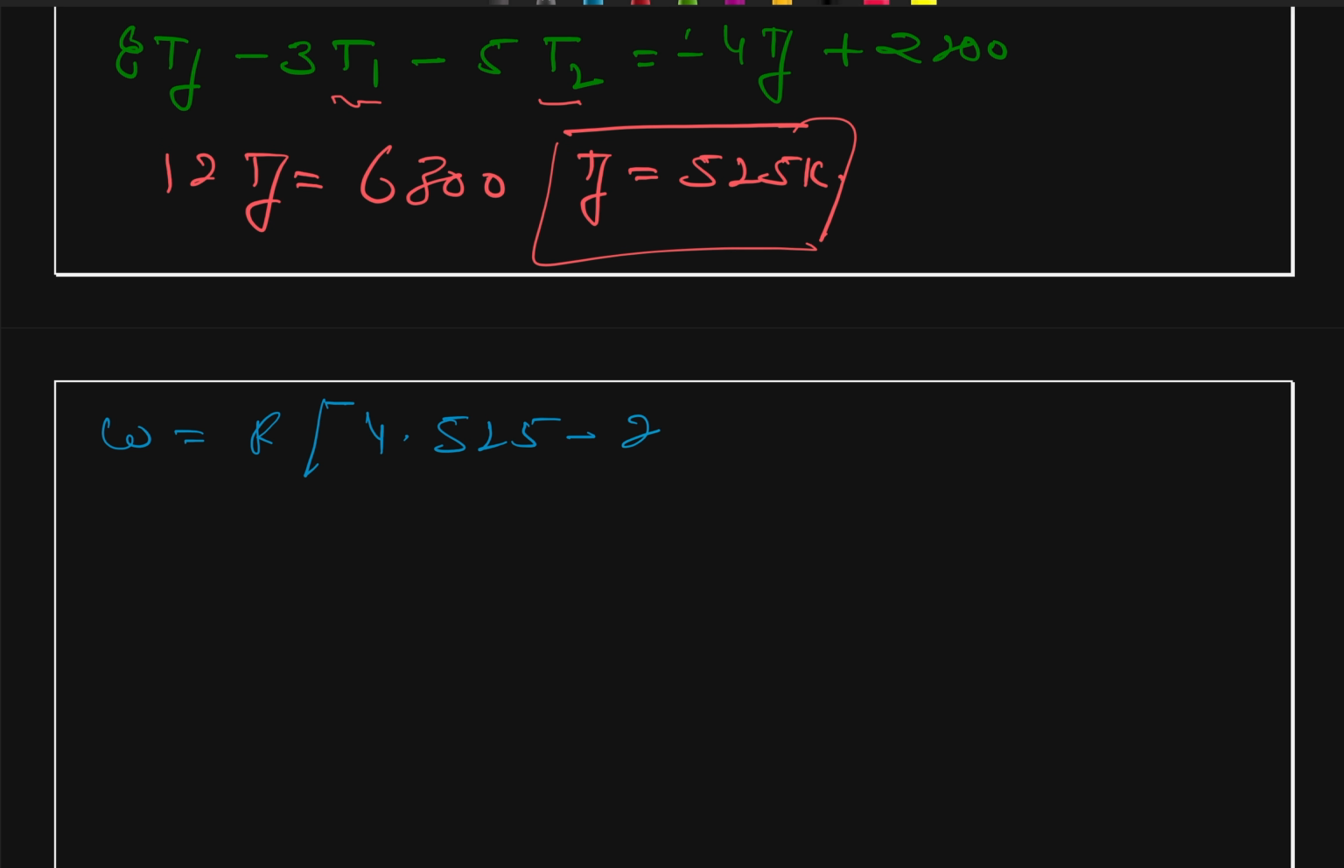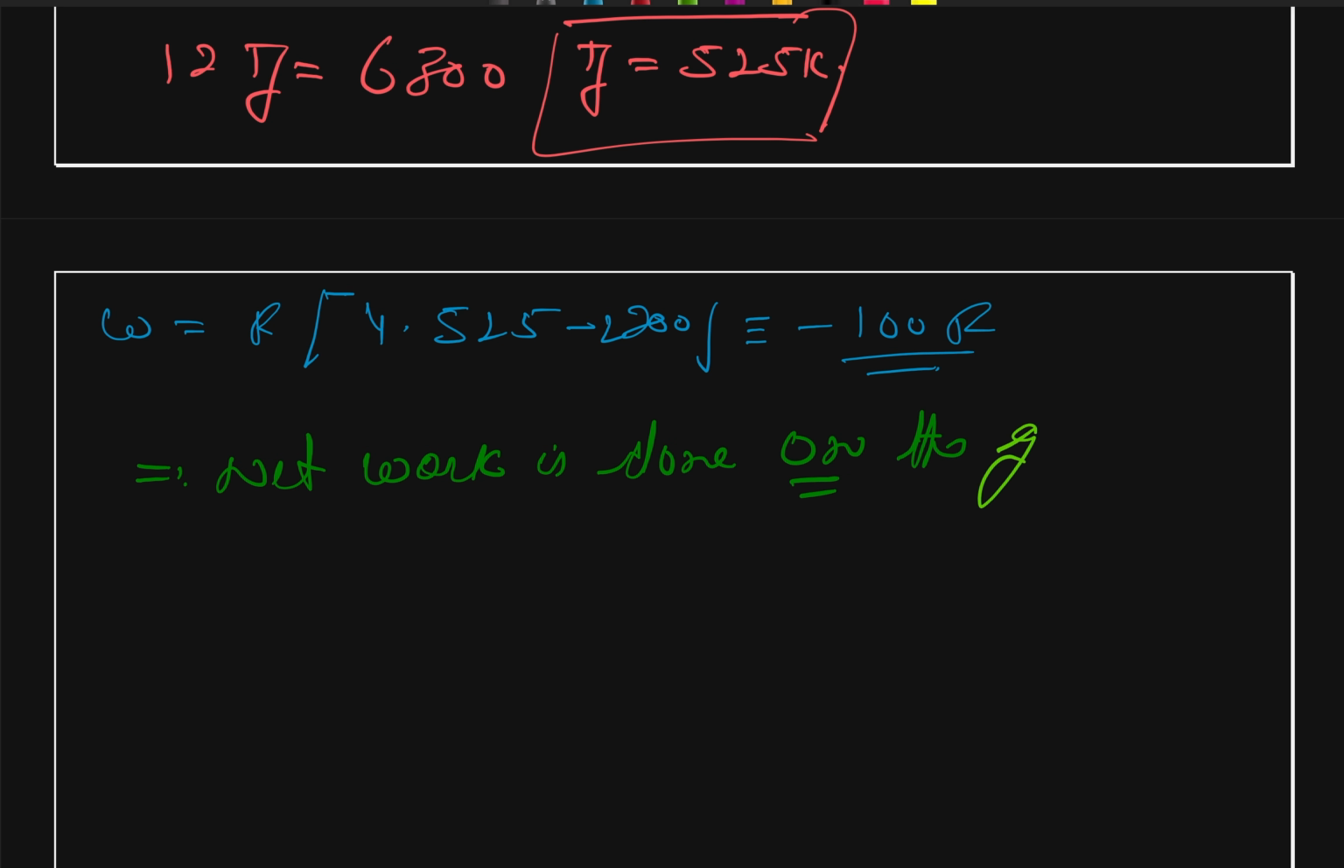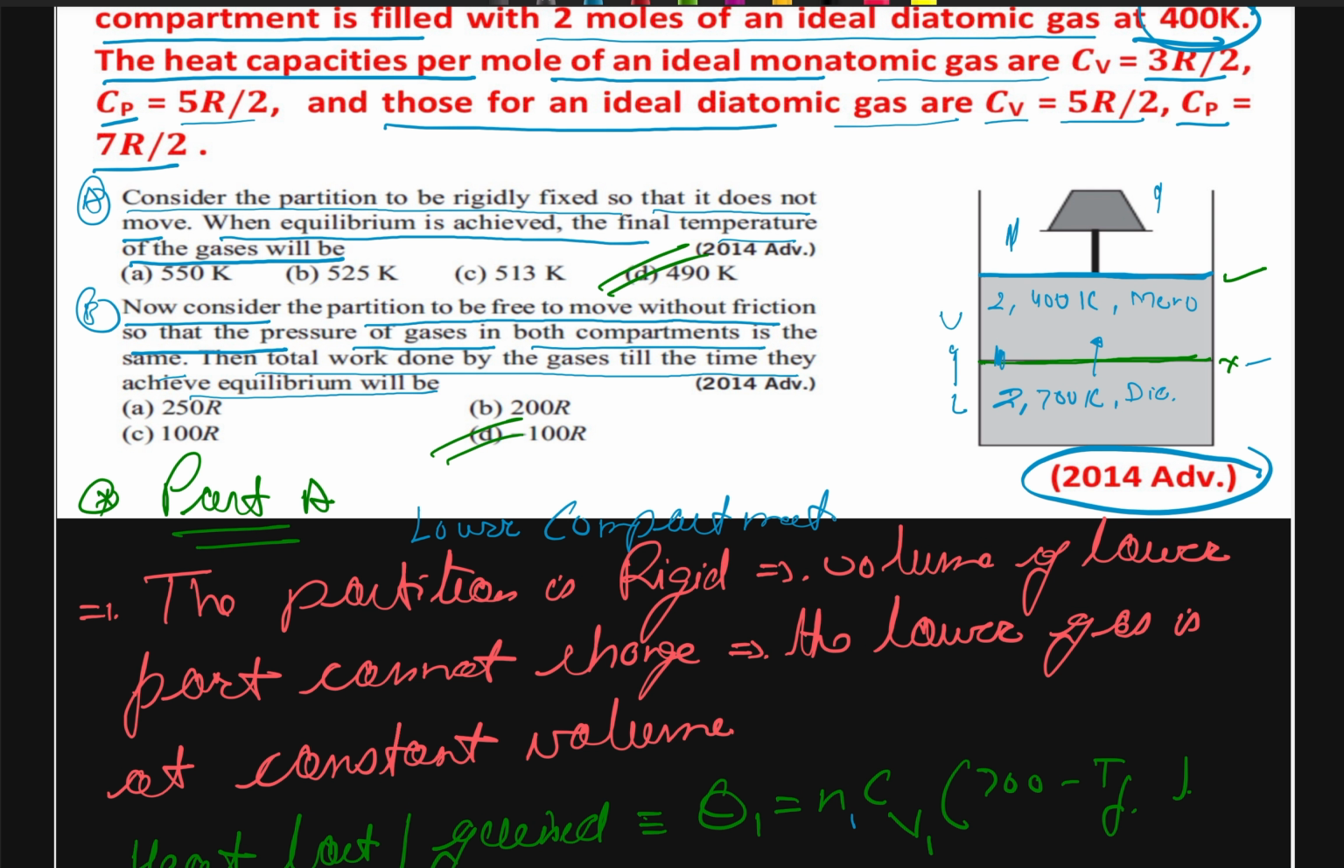Okay, so we can say that net work is done on the gases. So we get this as, okay, so this was our minus of this and this was 490. Okay, so option D and D, both are D and D.